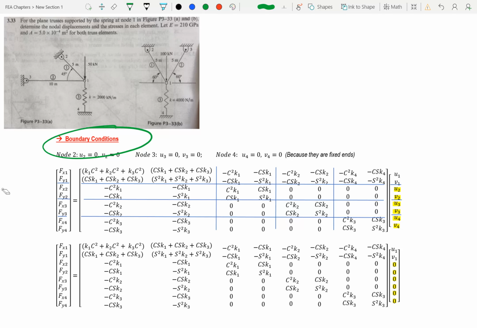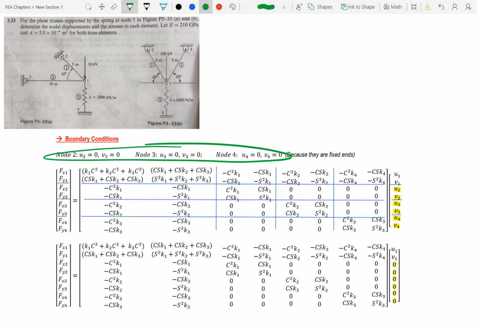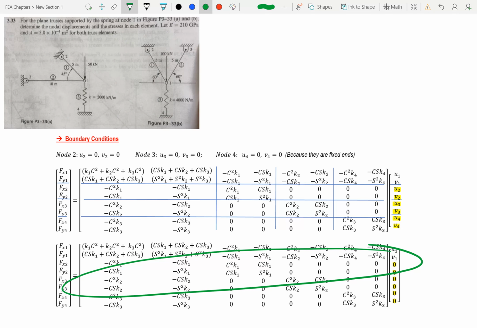Next thing we do is boundary conditions. If you look at node 2, node 2 is not going to move up or to the right. So it's 0. If you look at node 3, it is also fixed to the wall, pinned to the wall. So it cannot move this direction or this direction. So both of them are 0. Node 4 cannot move this direction or this direction. So they are both 0. So all of these are 0. So go ahead and plug in your values right here. Okay, so we are done with our boundary conditions.